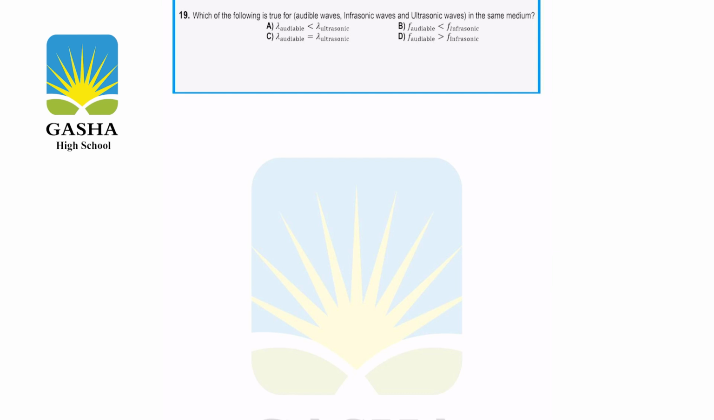In order to determine the correct answer, you have to know that the frequency of ultrasonic is greater than the frequency of the audible, and that one is again greater than the frequency of infrasonic. Because the frequency of infrasonic is less than 20 hertz, for audible it is between 20 and 20,000 hertz, and the frequency of ultrasonic is above 20,000 hertz. So that makes the frequency of ultrasonic greater than the frequency of audible and infrasonic sounds.